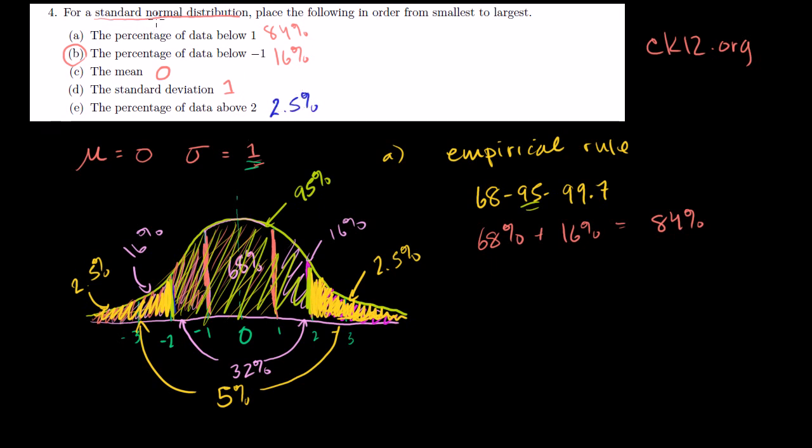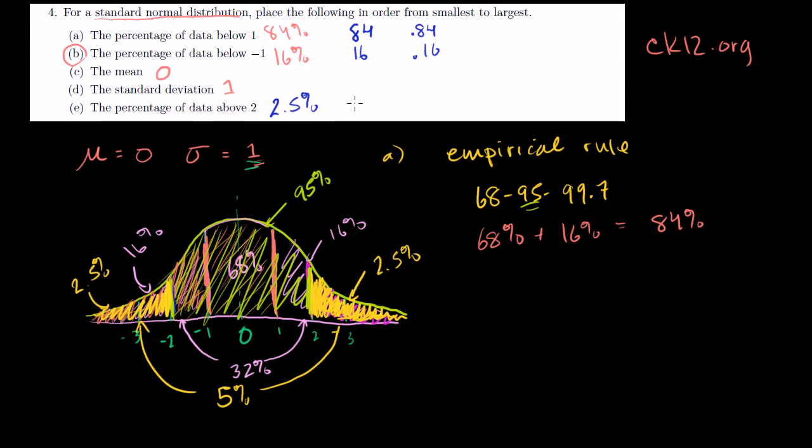Now they're asking us, let's see, place the following in order from smallest to largest. So there's a little bit of ambiguity here, because if they're saying the percentage of data below 1, do they want us to say, well, it's 84%, so should we consider the answer to part A 84? Or should we consider, if they said the fraction of data below 1, I would say 0.84. So it depends on how they want to interpret it. Same way here, the percentage of data below -1, I could say the answer is 16. 16 is the percentage below -1, but if I said the fraction of data below -1, I would say 0.16. So this actually would be very different in how we order it.